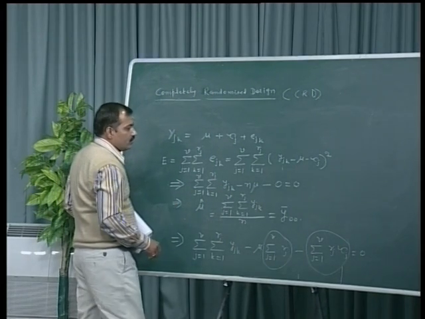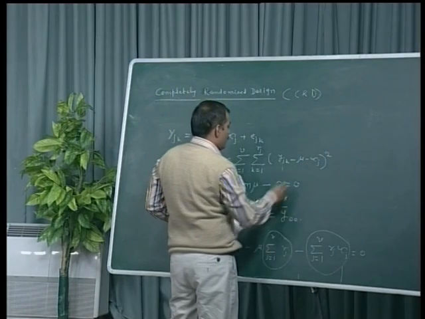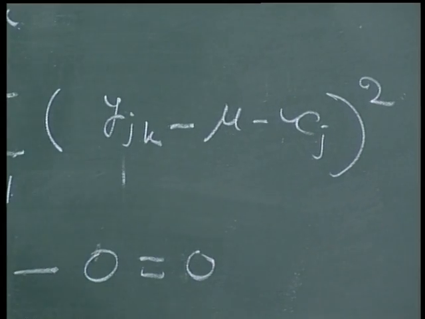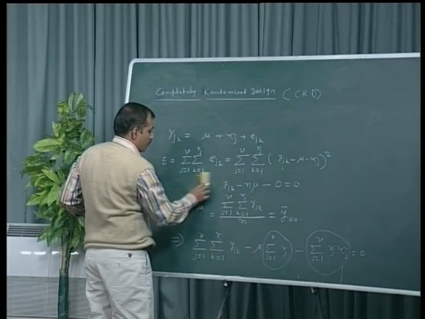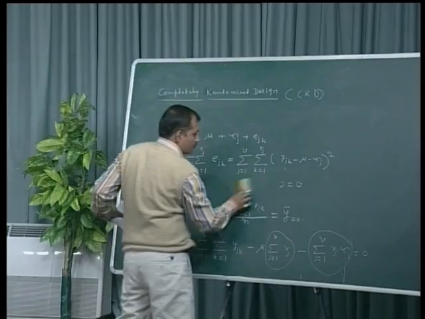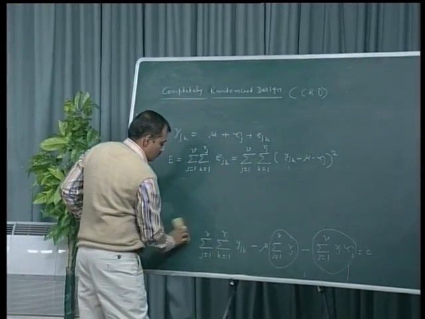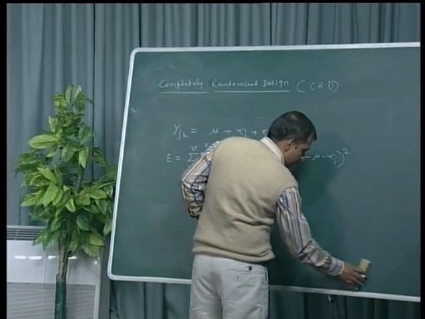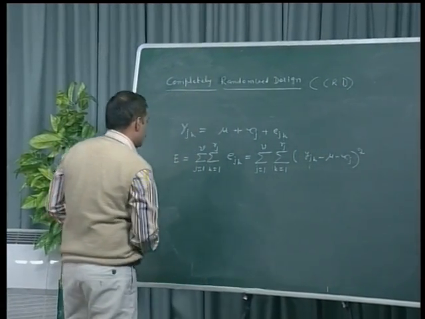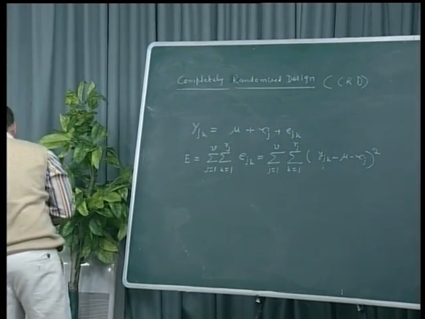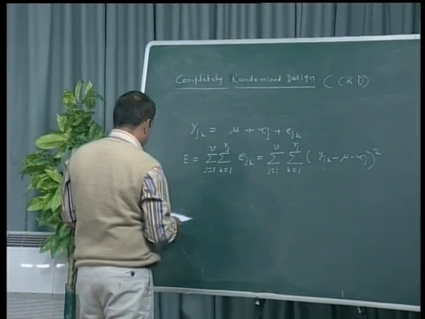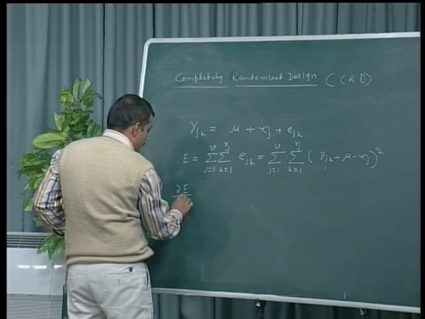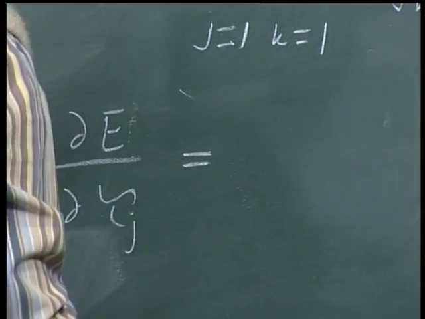Now we try to find the value of tau j by differentiating with respect to tau j. We get the partial derivative of E with respect to tau j.